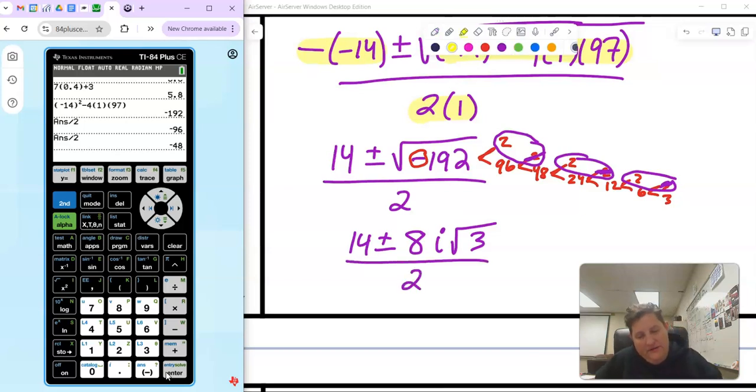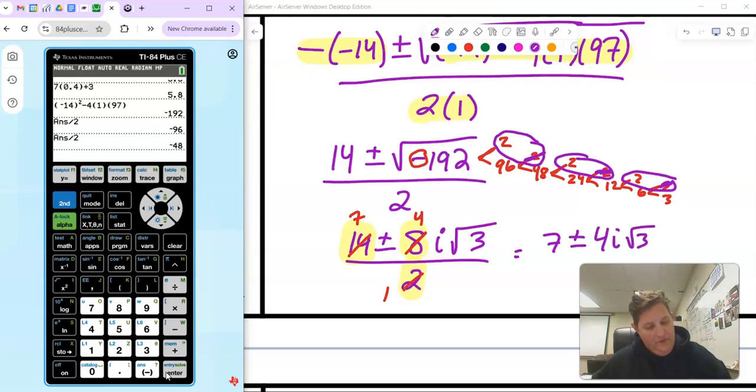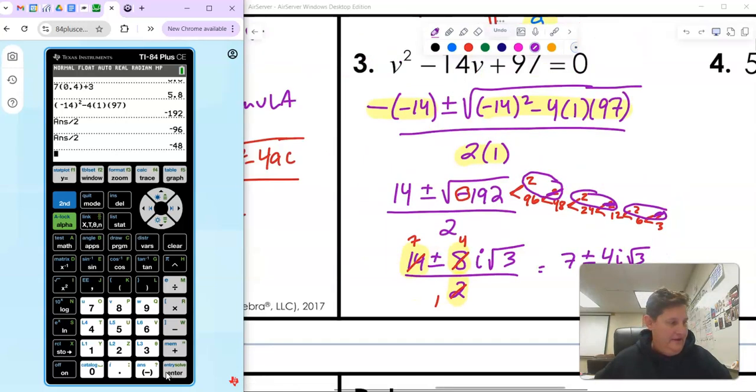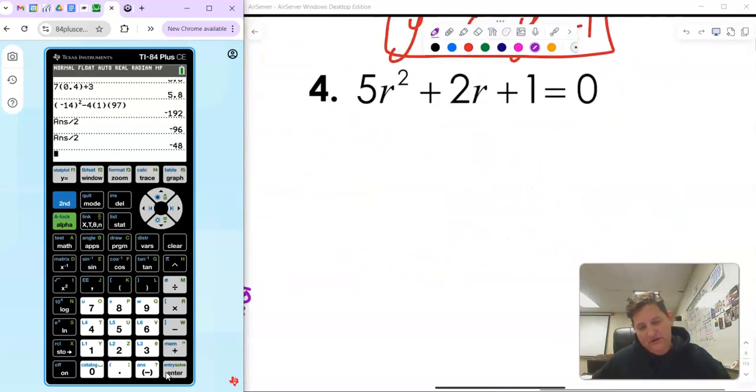And then remember what I would tell you guys. If all 3 of these cancel out, then you can reduce them. 2 goes into all of those. Alright, so my final answer is 7 plus or minus 4i root 3 over 1. Okay? Alright, not the best ever, but not bad. Okay, let's try this.